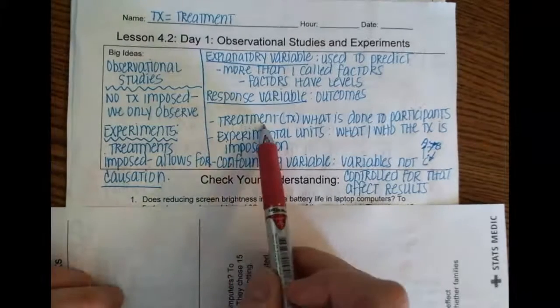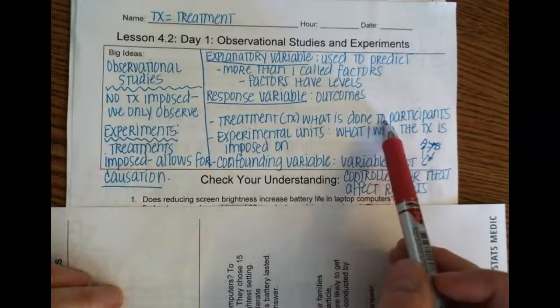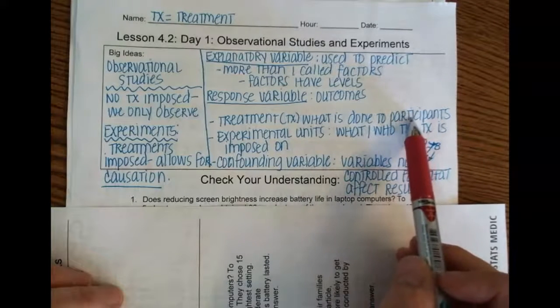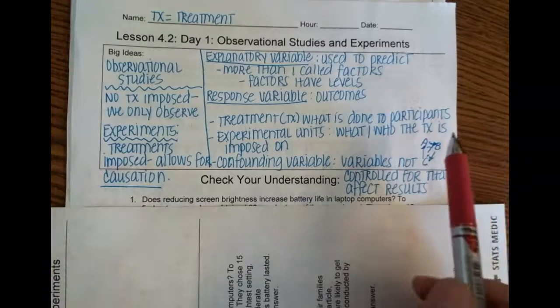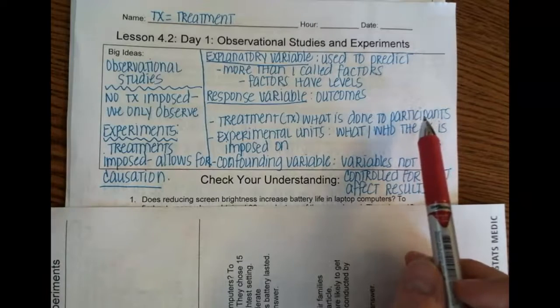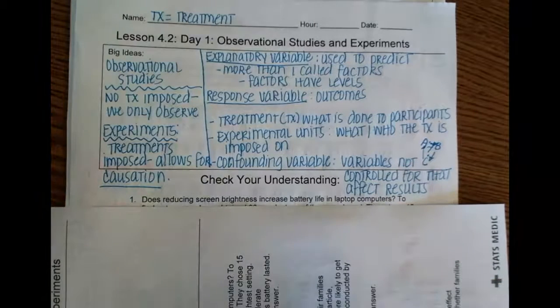And then we have treatment. The treatment is what is being done to the participants. You could have plants that are receiving fertilizer. You can have people who are receiving drugs. You could have people receiving SAT classes. So it's what is being done to the participants and what you are trying to find the difference of.